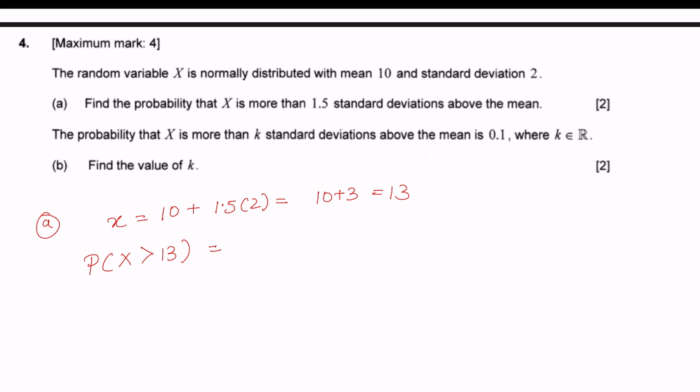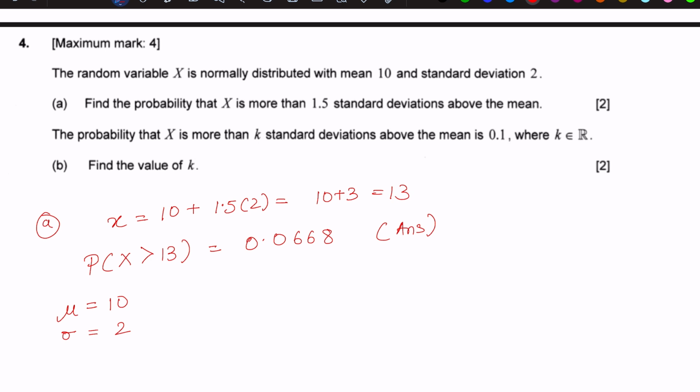Now to find this, we can use a calculator. So your mean would be 10 and standard deviation sigma would be 2. And now when we evaluate this, we'll get 0.0668, and this will be the answer to part A. So for this, you have to use the normal CDF function.